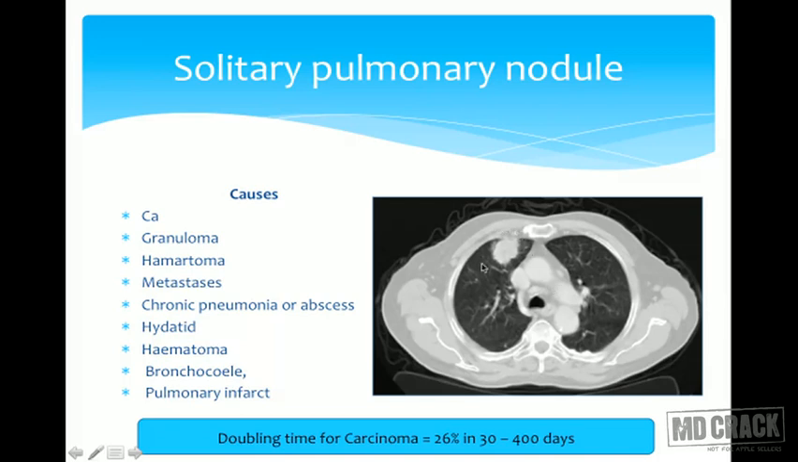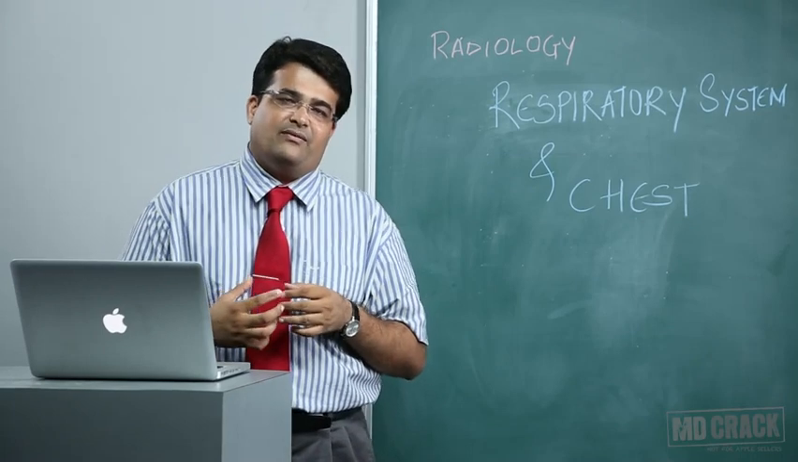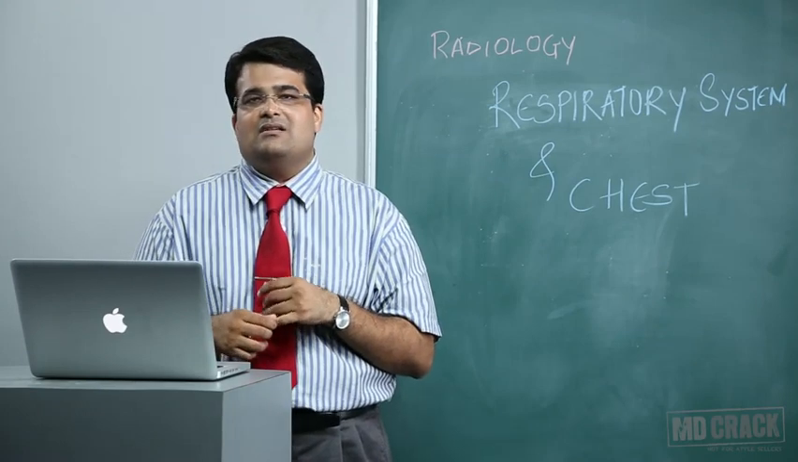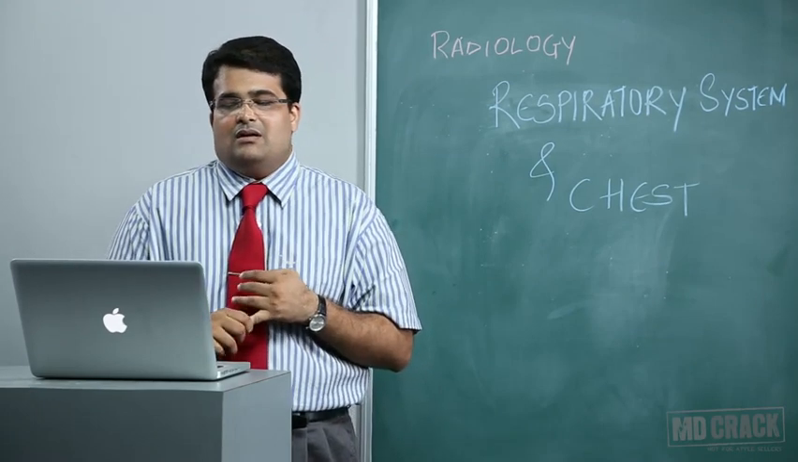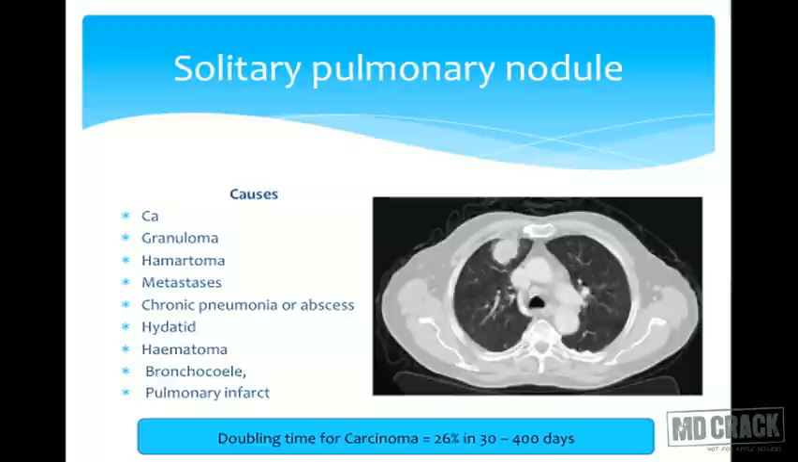Now look at this solitary pulmonary nodule over here. It has lobulated margins, which is quite worrisome because lobulated margins are quite often seen in neoplasms. Another thing is, if you see a solitary pulmonary nodule and you say, okay, fine, let's follow up after 2 or 3 months, and the lesion has grown by 26%, then they say that the doubling time of a carcinoma is 26% in 30 to 400 days.